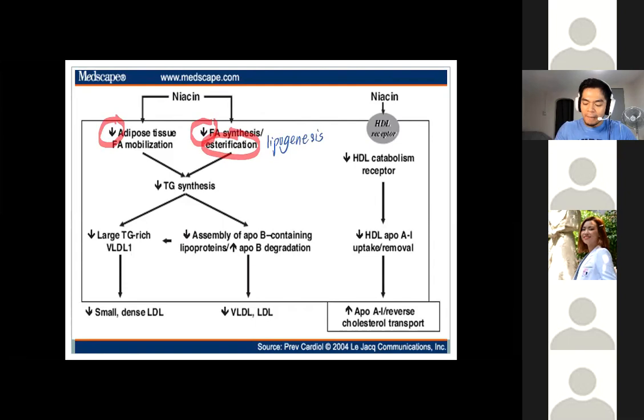Question, kapag pinababa niya ang lipogenesis, mataas o mababa ang triglyceride produced? Mababa, very good. So mababa ang triglyceride produced. So it is expected na pag mababa ang triglyceride, mababa ang triglyceride sa liver. Okay? Bumababa ang triglyceride sa liver. Question, importante ba ang triglyceride sa liver? Kailan natin na-discuss ang triglyceride sa liver? Importante ang triglyceride sa liver kasi yan yung dinadagdag niya sa remnants.